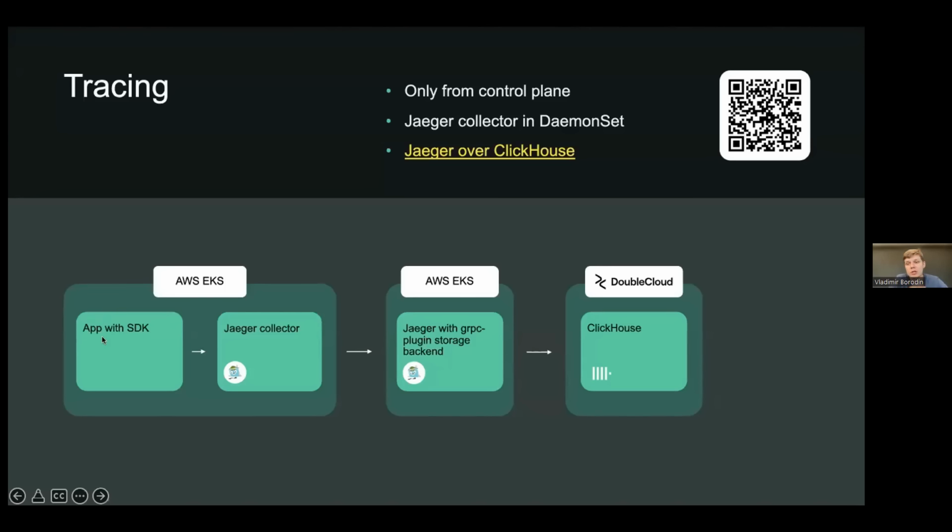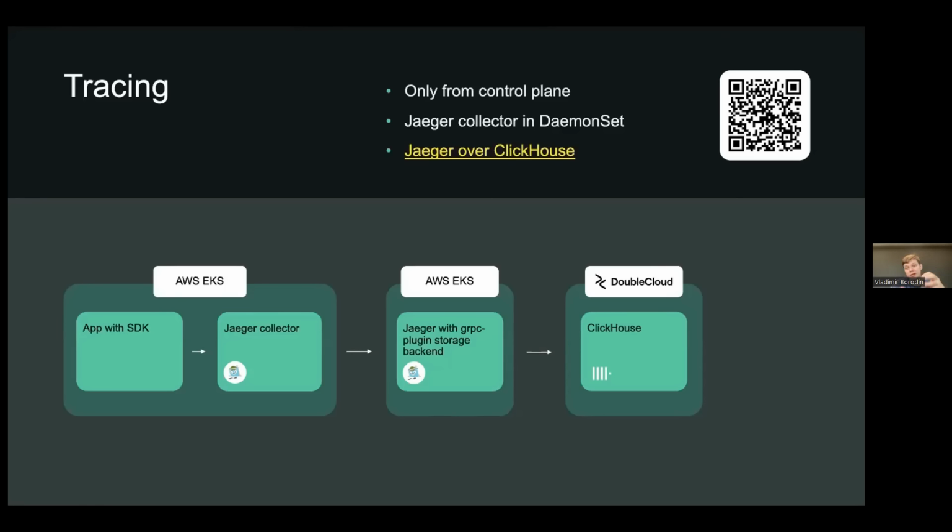There is an application which is instrumented with a special SDK, which sends tracing points on events interesting for us. For example, a request to another API, or a request to the database, to the cache, or something like that. These SDKs are open source and available for all programming languages. There is a Jaeger collector, which is actually an agent deployed on each Kubernetes node as a daemon set. The application sends data to the collector.